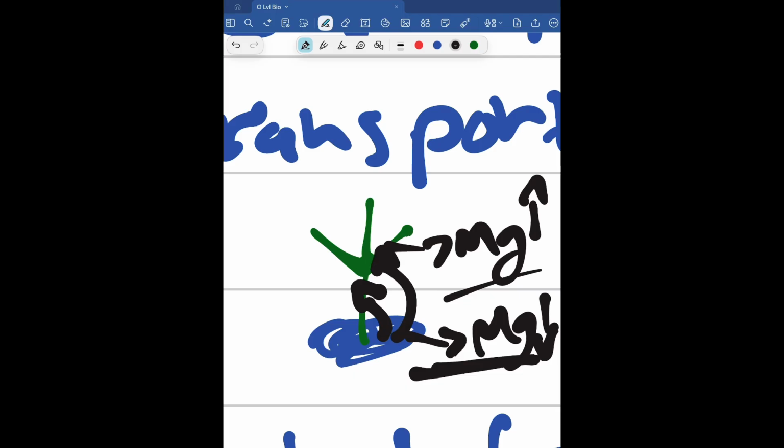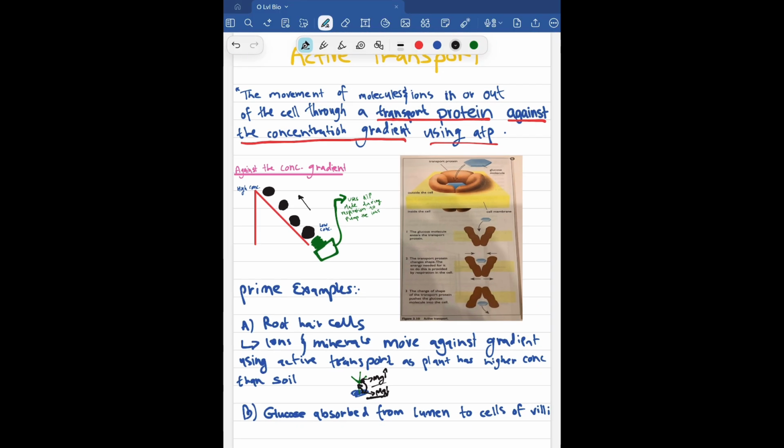So this is the whole concept of active transport, all summarized in one page. I hope you understood the whole chapter.